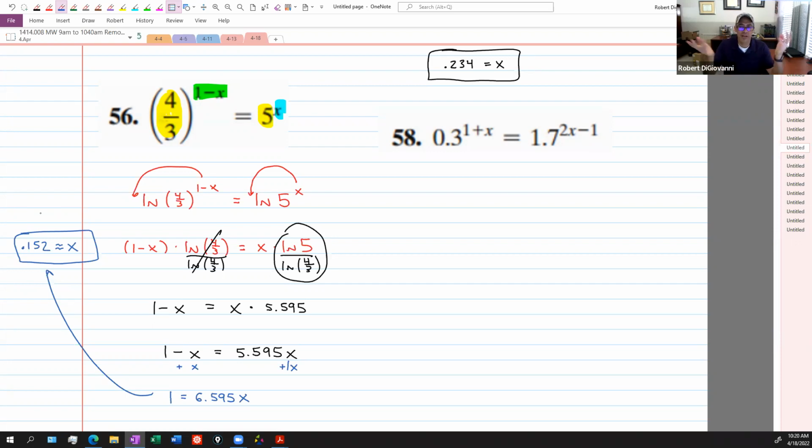Now I realize you're sitting here going, why are we solving these equations? How is this useful? Next class, we're going to do applications where you can actually see why we would do this, all right? Right now, we're just trying to get the mechanics of it down.